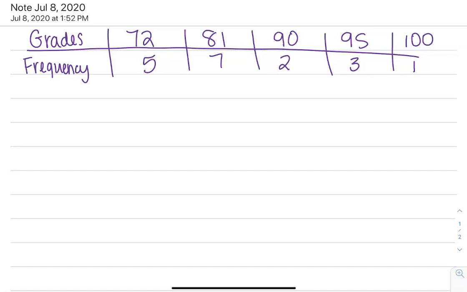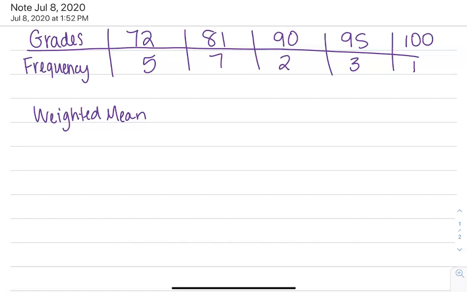One additional measure of center that is of interest for us is what's called finding the weighted mean. Weighted means come up in applications where you have different frequencies or different weights. For example, if this were the results of a test in a class and you had 5 different grades, 5 students scored a 72, 7 students scored an 81, 2 students scored a 90, 3 students scored a 95, and 1 student scored a 100.